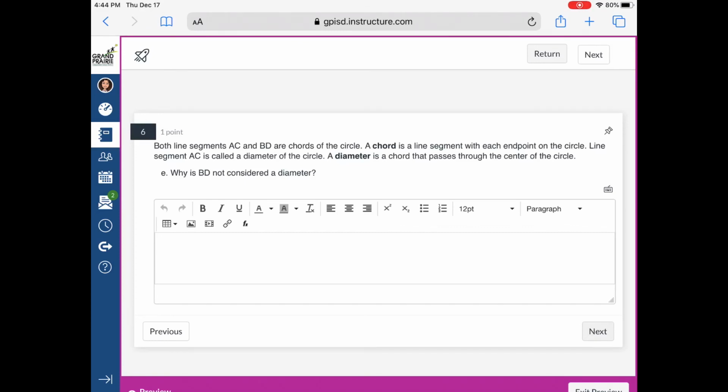So remember, we compared the 2 lines AC and BD. AC particularly is called a diameter. Now, why is it called a diameter? Because a diameter is a special type of chord that passes through the center of the circle. So remember, that's what we observed previously. Now, why do you think BD is not considered a diameter? Take a moment to pause and consider that. Well, if you said that BD does not go through the center of the circle, you are in fact correct. Good job. Go ahead and type that in.